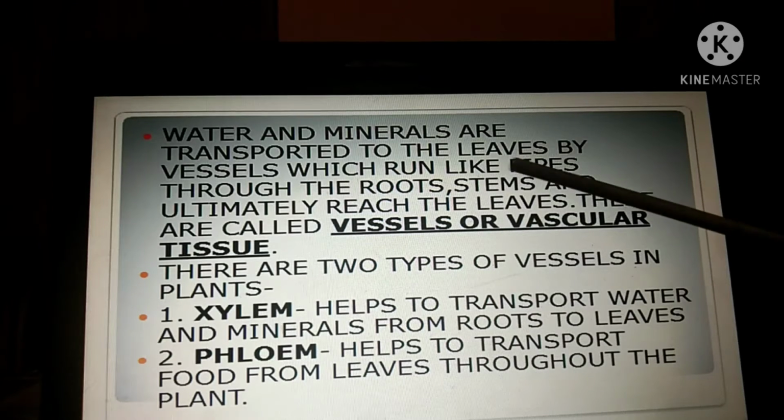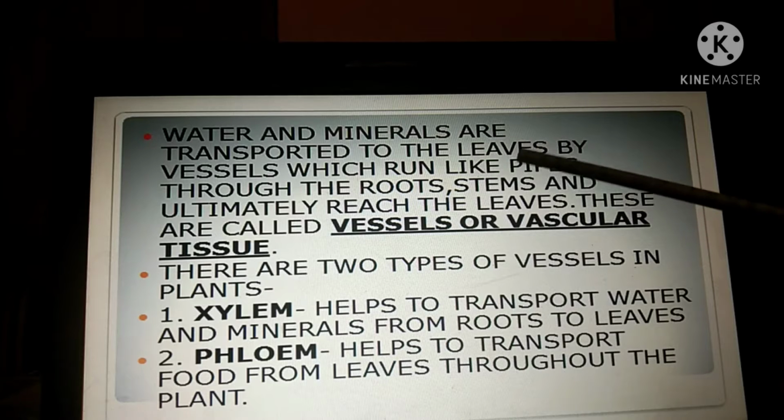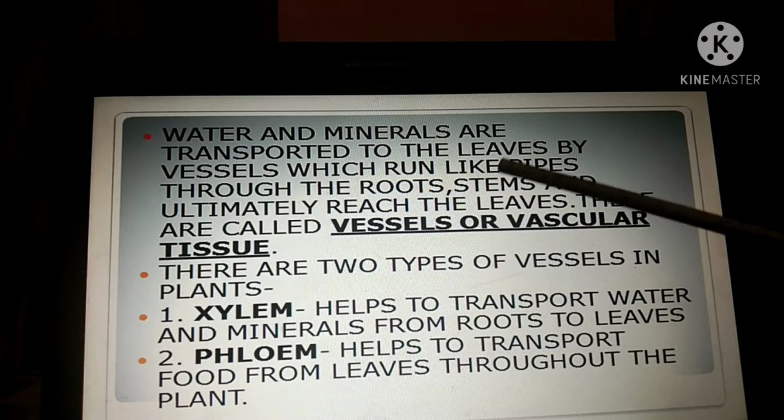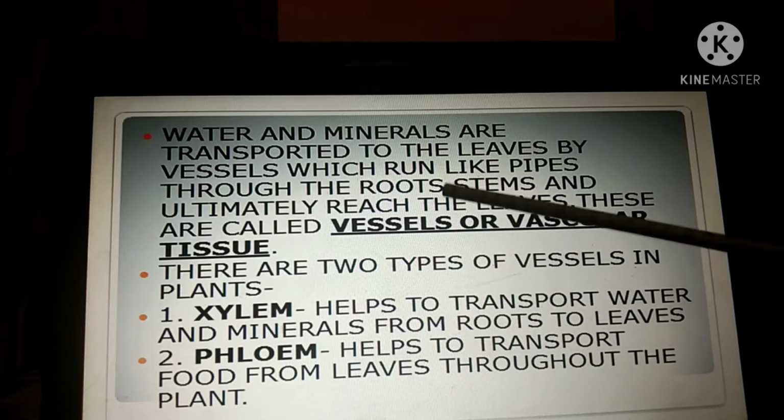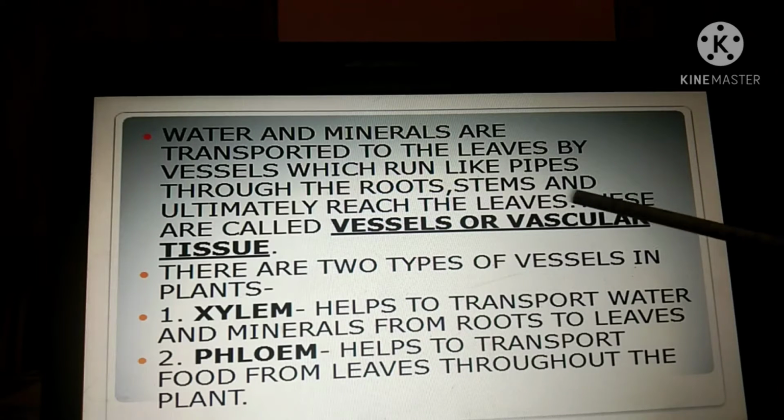Water and minerals are transported to the leaves by vessels which run like pipes through the root and stems and ultimately reach the leaf. Now you know that roots help to absorb water. So the roots will absorb the water and minerals. After the roots have absorbed them, where do they have to go? They have to go to the leaf, right? So how will they go to the leaf? They will go through certain pipe-like structures. These pipe-like structures are present in the roots, stems and leaves. Everywhere in the plant you have these connections or pipes.